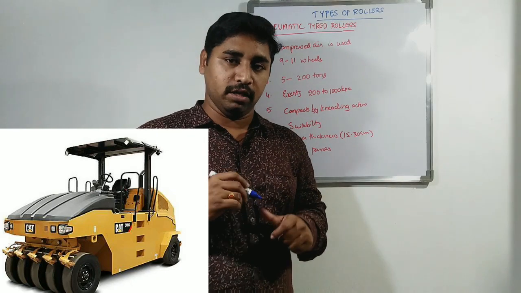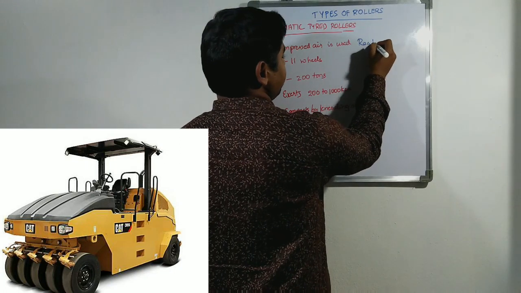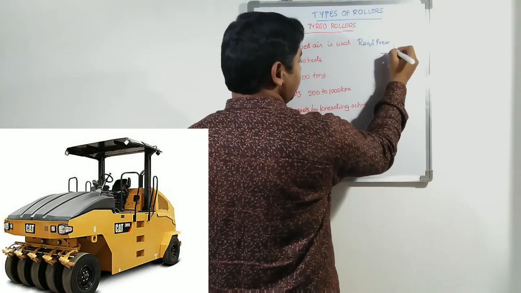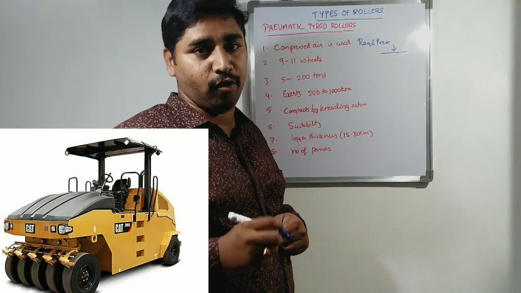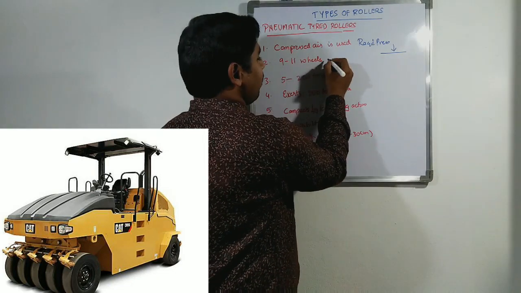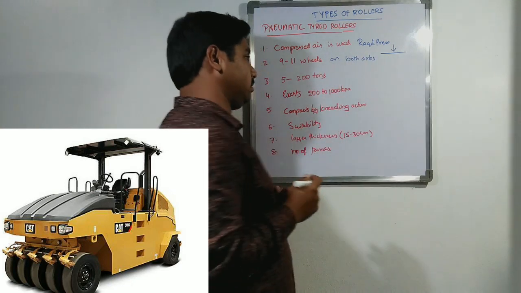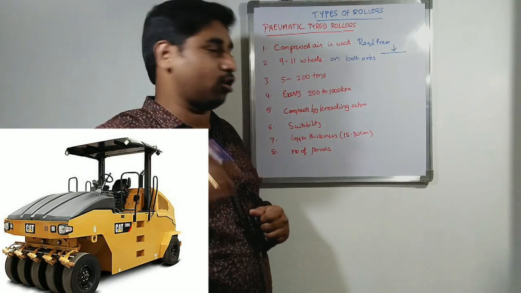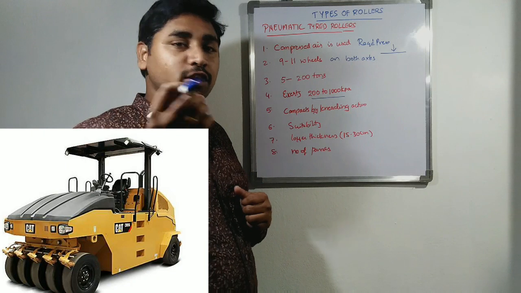Coming to pneumatic rollers. In pneumatic rollers, compressed air is used to develop the required pressure. On the ground surface where we are doing compaction, the pressure exerted by the roller is mainly because of the compressed air in the case of pneumatic tired rollers. These rollers mainly consist of around 9 to 11 wheels on both the axes. The weight exerted by this roller is around 5 to 200 tons on the ground surface. It exerts around 200 to 1000 kPa pressure on the ground surface.